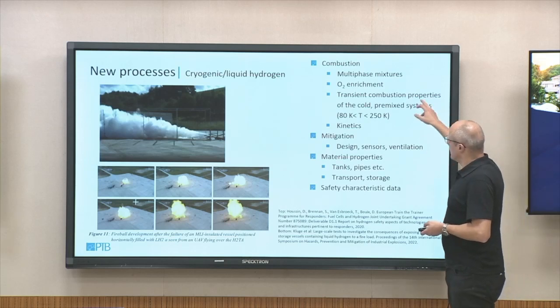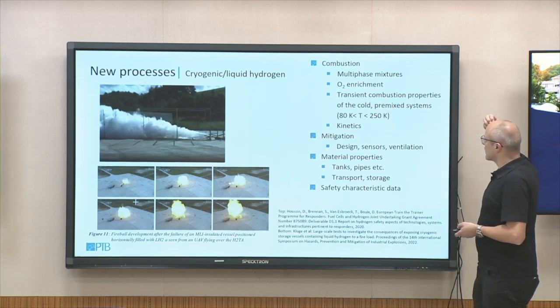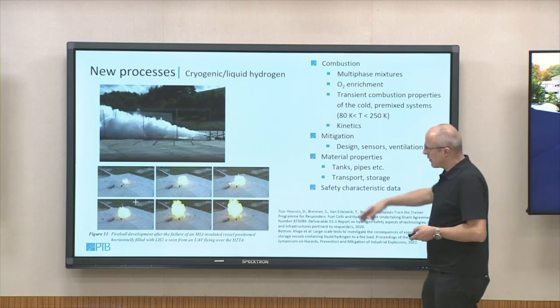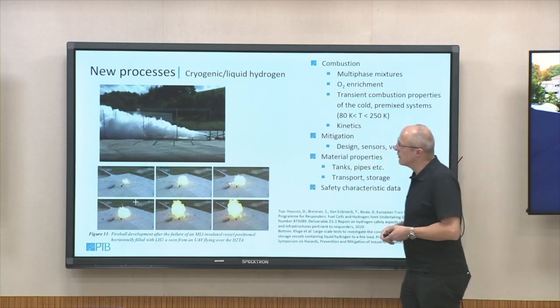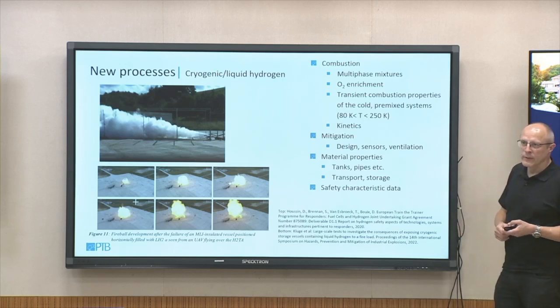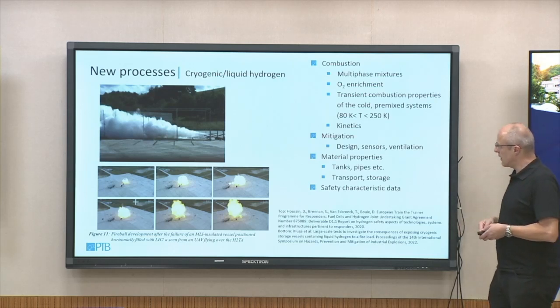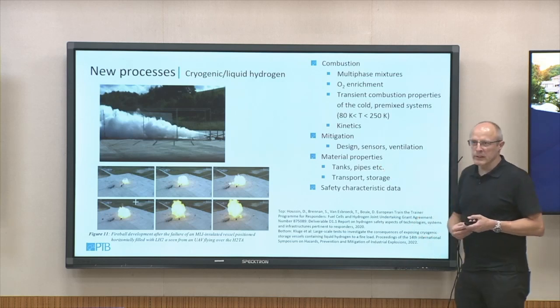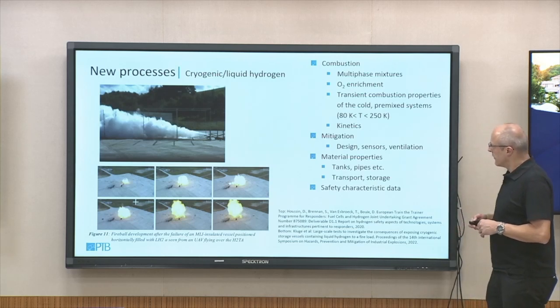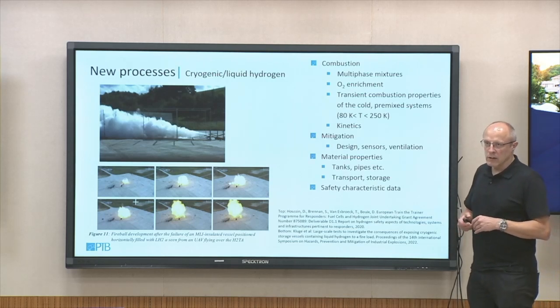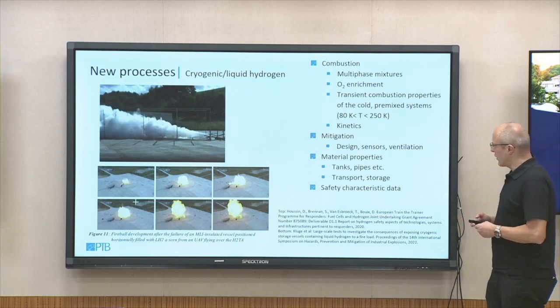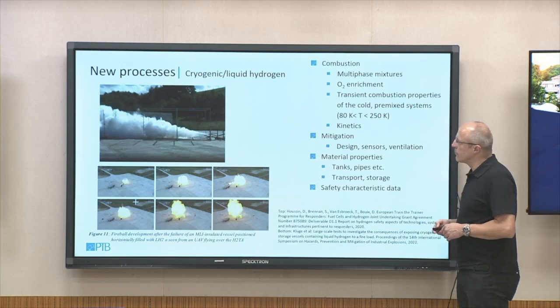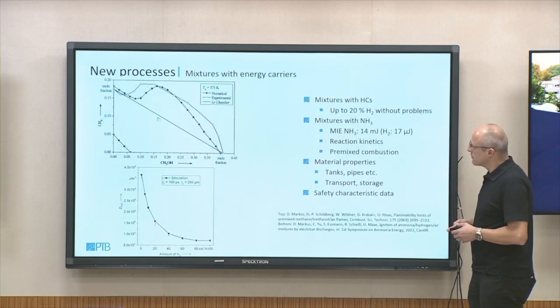We need to know the transient combustion properties of the cold premix systems. Some work is done here already, but of course it's quite expensive. So there's a big demand here. And again, we are talking about material properties. So when we have this very cold liquid hydrogen in contact with steel, with pipelines, with storage tanks and so on, of course there is a lot of work necessary here for proper solutions.